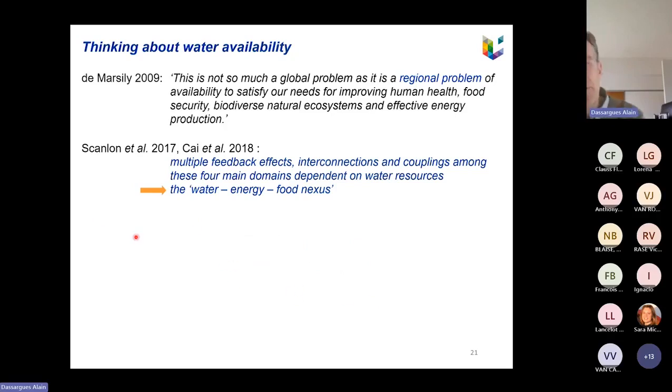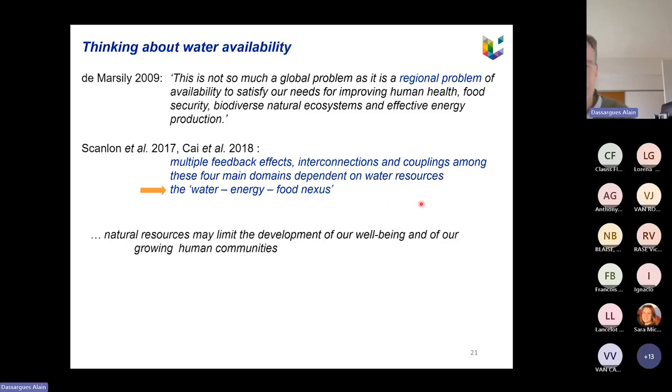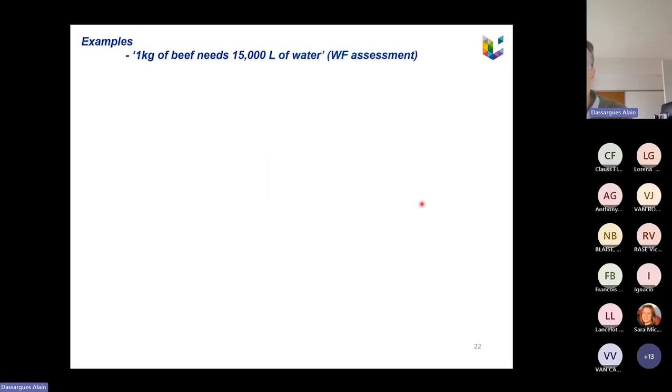Of course, you have the connection between water, energy, and food, and so we call it the water, energy, food nexus, with multiple feedback effects, interconnection between all those activities that are linked to water, energy, and food. And of course, everybody knows that the natural resources may limit the development of our well-being.